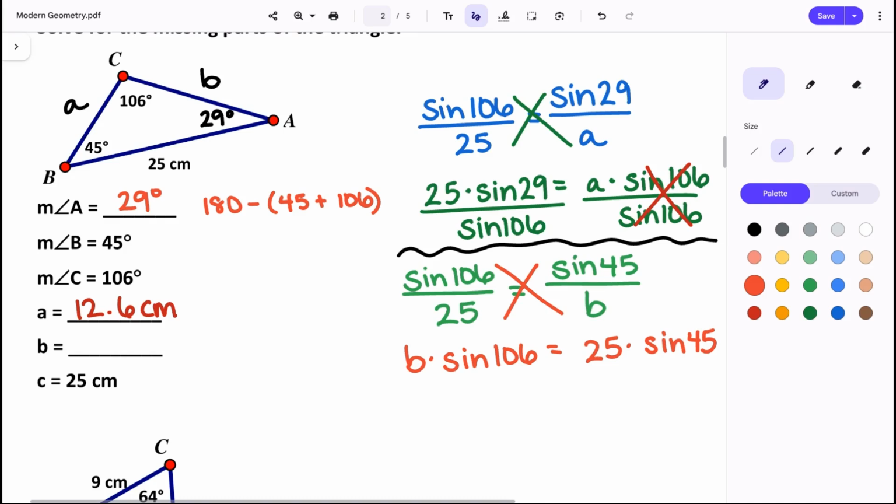What would we need to divide by? I wrote it backwards this time. Sine of 106. So that's gone. And then again, we're going back to our calculator. So for this one, you're taking 25 times the sine of 45 all over sine of 106. It looks very similar to what we had up here. It's just my sine on the top is the other angle because I'm switching to a different side.